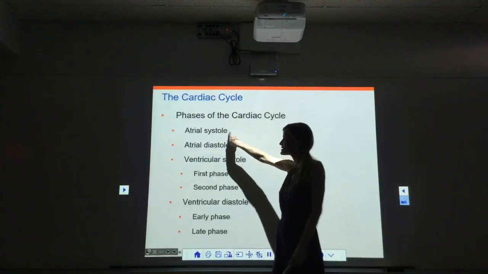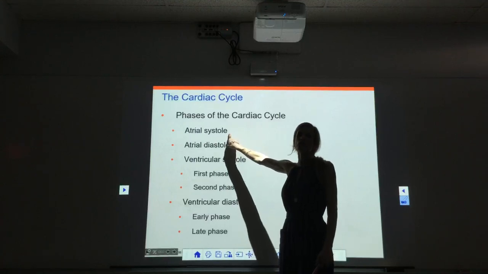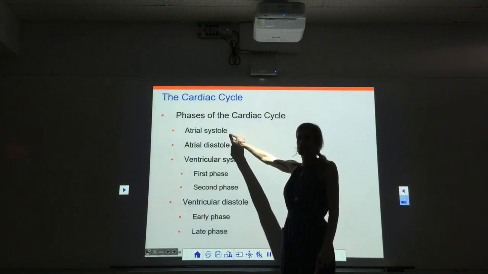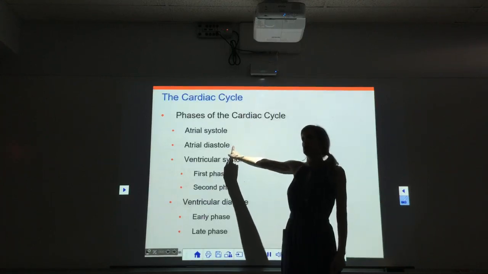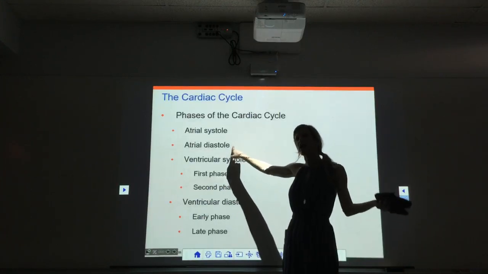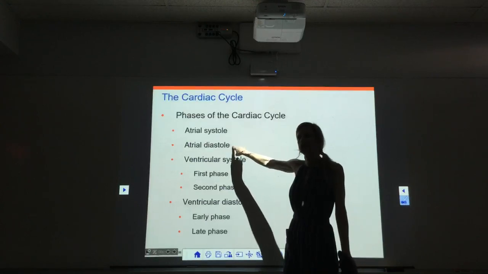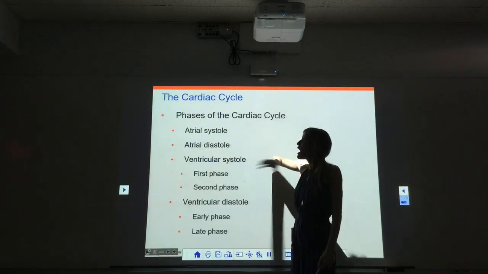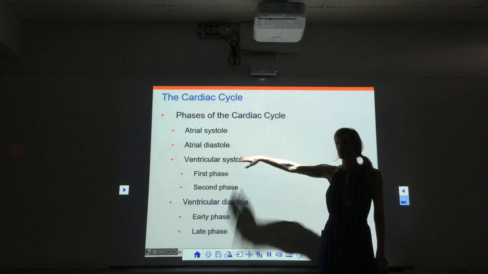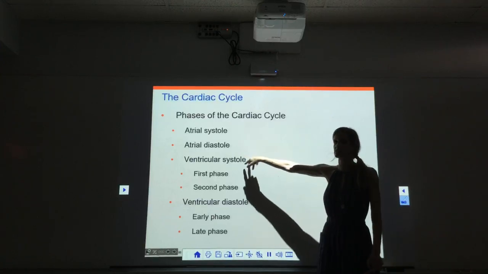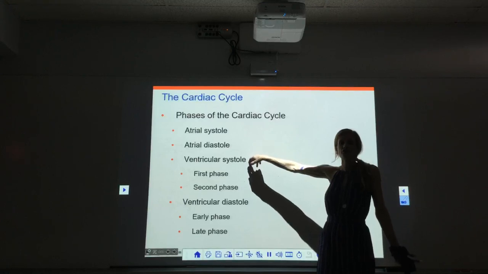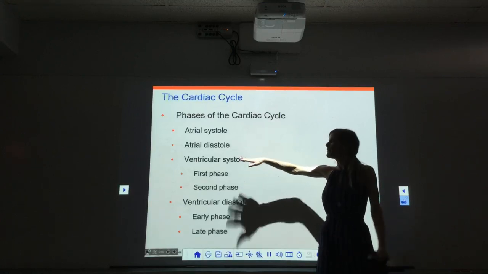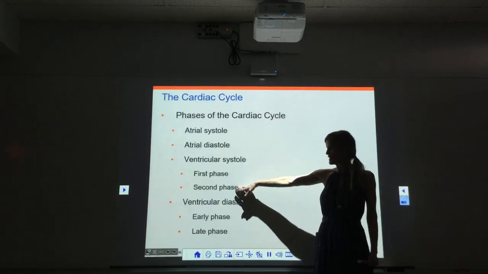Initially, we have atrial systole. What does that mean? Where is the blood going? Down to the ventricles. Then we have atrial diastole. What does that mean? Relaxation. What happens to the pressure when it relaxes? Goes down, good. Then the ventricles' turn. We have ventricular systole. What does that mean? Contraction. What happens to the pressure when we contract? Goes up. This happens in two phases, first phase and second phase.